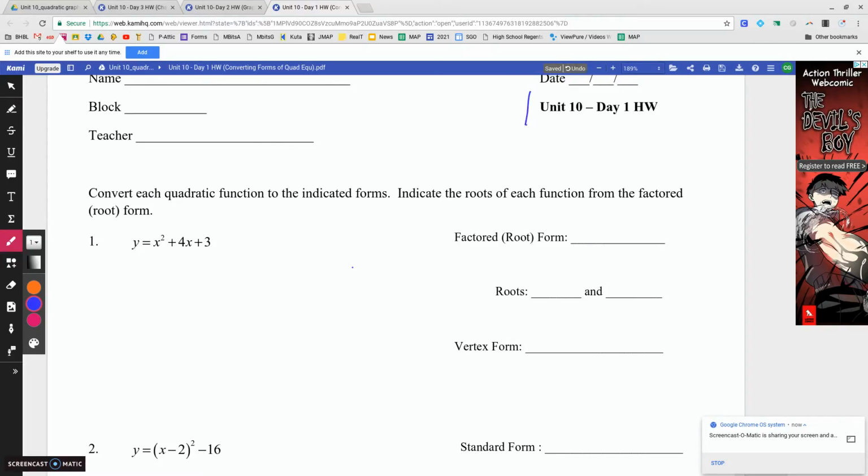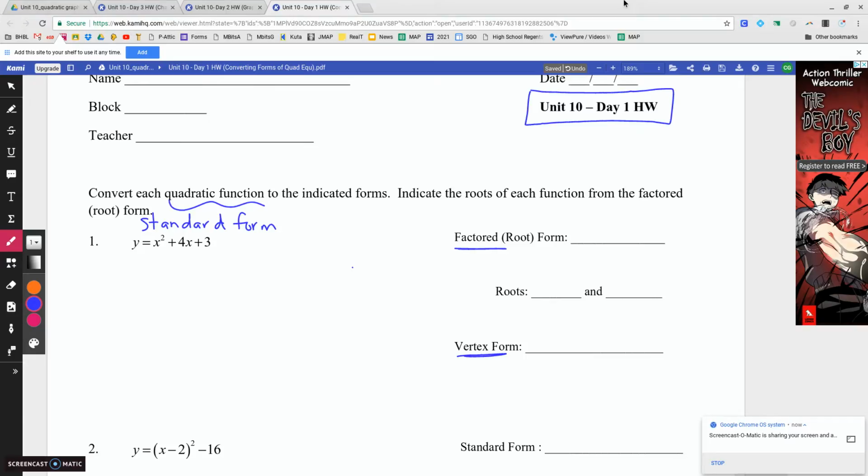Today we're going to be talking about our Unit 10 Day 1 homework, and we're talking about different forms of our quadratic functions. So I'm going to take this quadratic right here, which happens to be in standard form right now, and I want to write it in factored form or root form, and I also want to write it in vertex form.